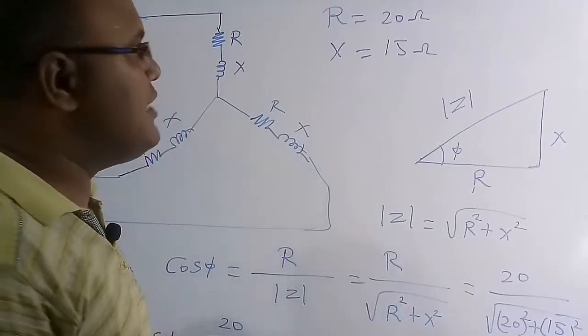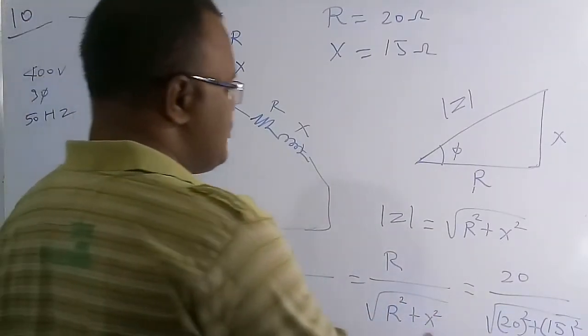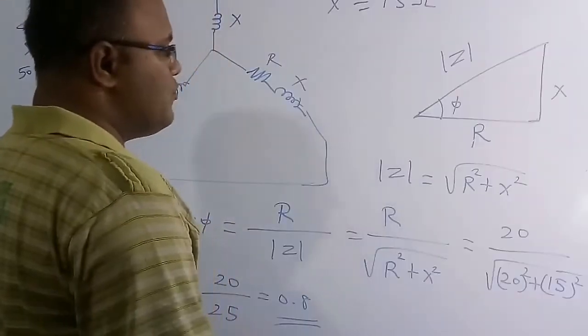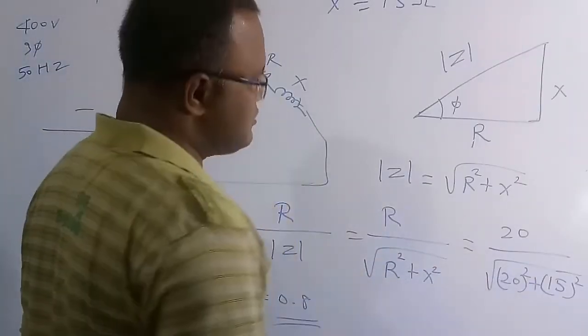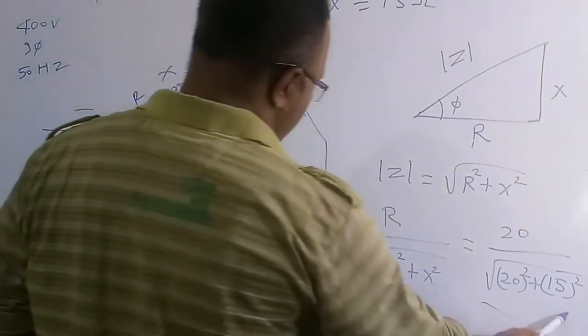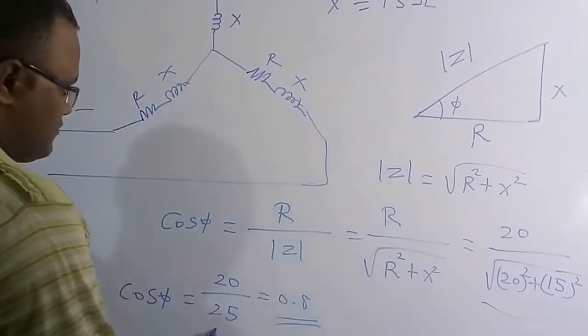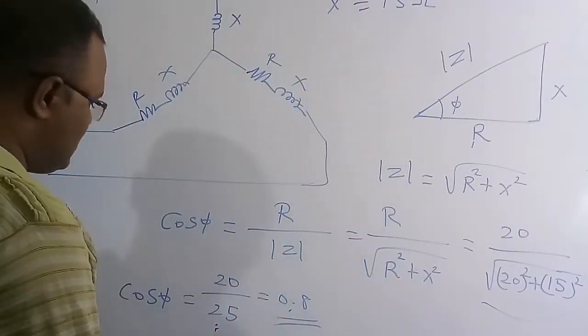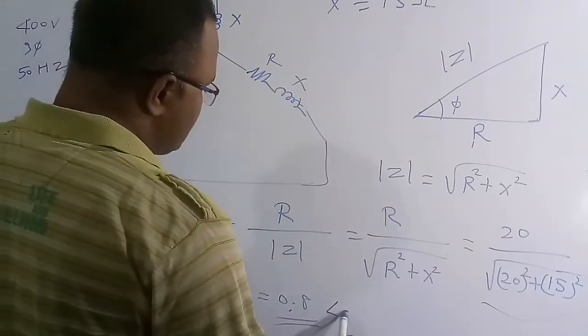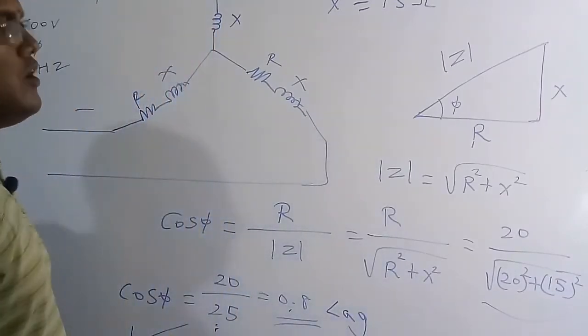So you know each and every value. R is equal to 20 ohm and X is equal to 15 ohm. Substitute here, and if you solve, we get 20 by under root over 20 square plus 15 square. Under root over 20 square plus 15 square is nothing but 25. Therefore 20 by 25 is nothing but 0.8. So we can say the power factor is equal to 0.8 lagging, because it is a coil.